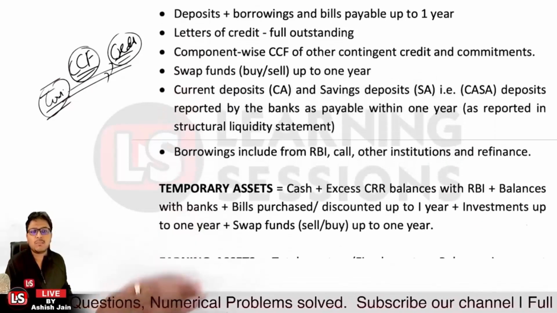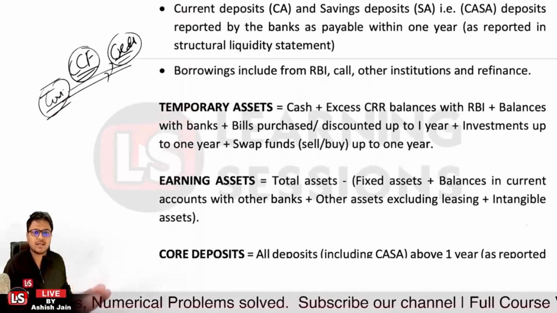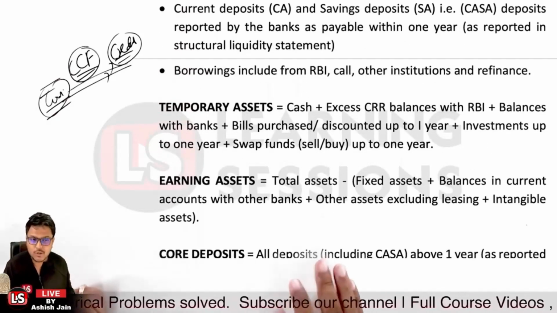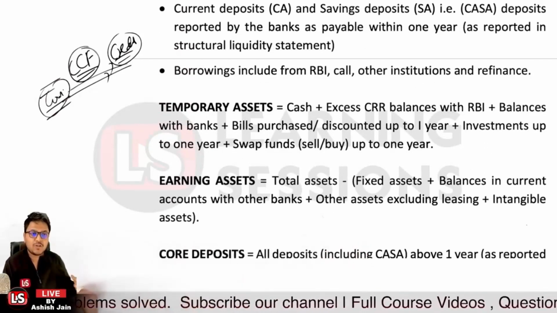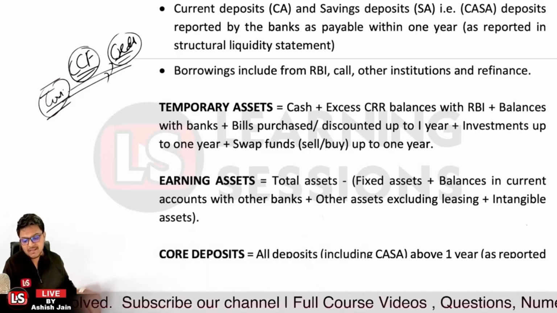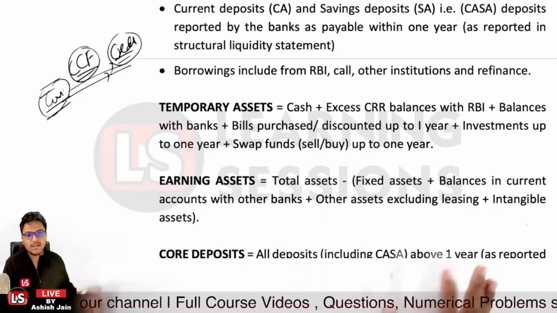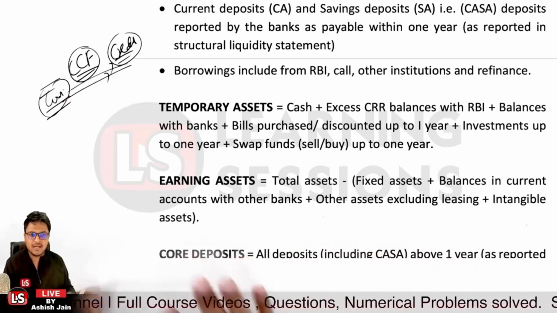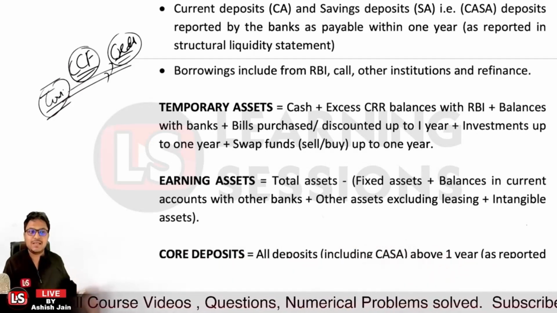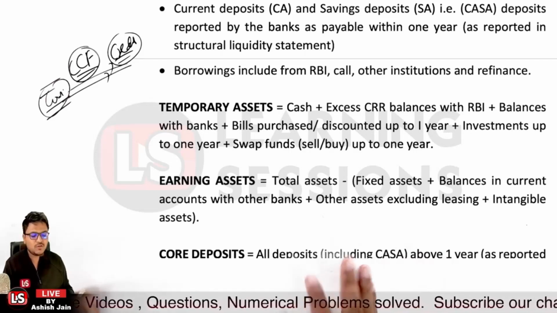Then further it's related to temporary assets. I already told you that earning assets are related to the total assets that you have, excluding balances on which you are not earning any interest, like fixed assets, on which you earn no interest, and balances in current accounts with other banks, on which you earn no interest. Other assets, excluding leasing or intangible assets, also earn no interest.